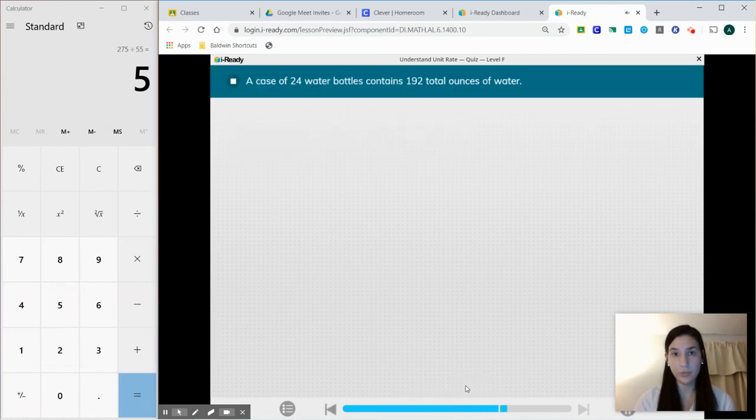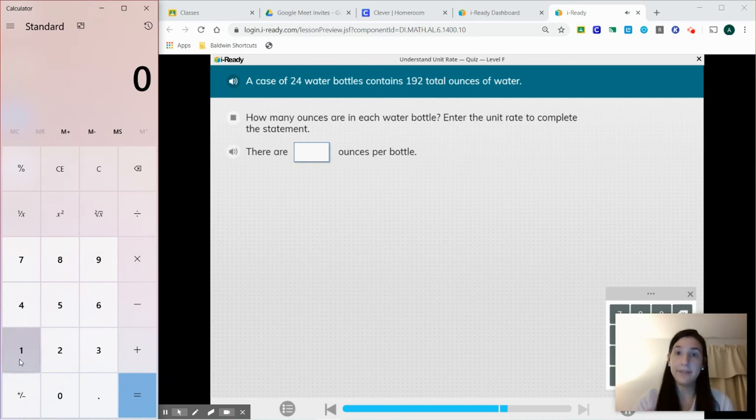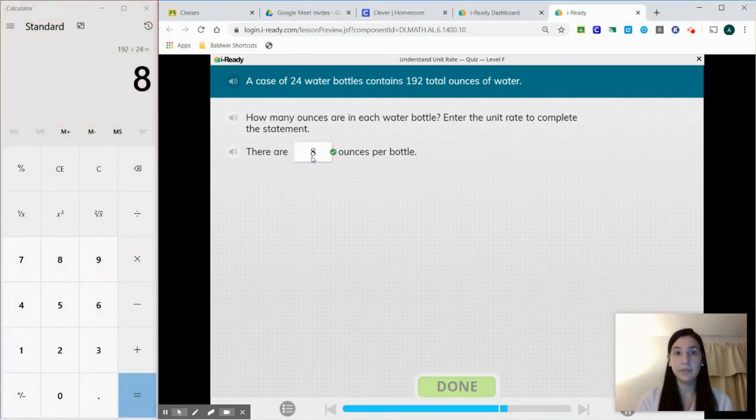Next question. A case of 24 water bottles contains 192 total ounces of water. How many ounces are in each water bottle? Okay, so let's divide. Enter the unit rate to complete the statement. Ounces per bottle, so we see it's 192 ounces divided by 24 bottles, which will give us 8 ounces per bottle. Little mini water bottles.